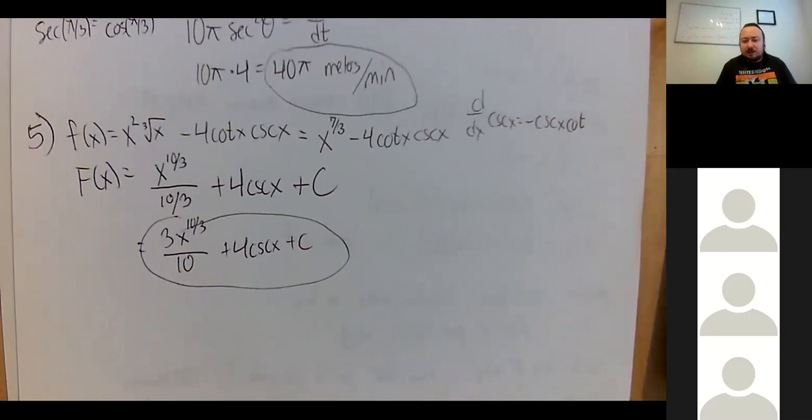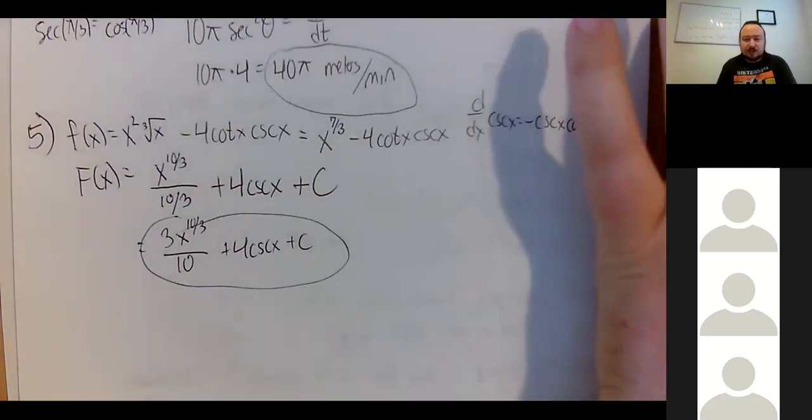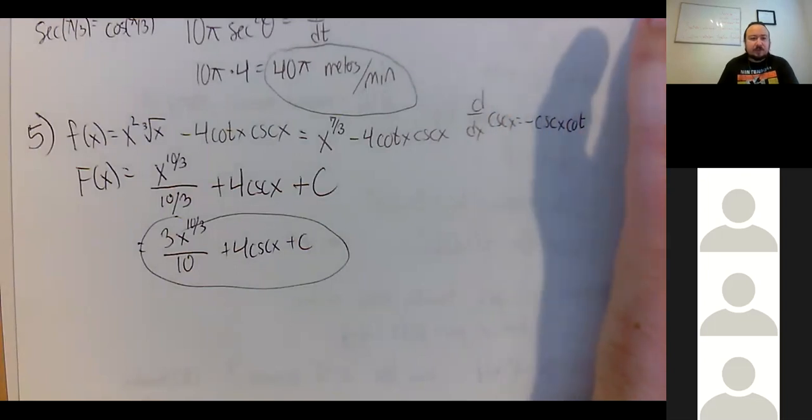All right, so I think we got that one. What was the next problem we were going to do? All right, so Taylor wants to do numbers 5 and 6. Okay.